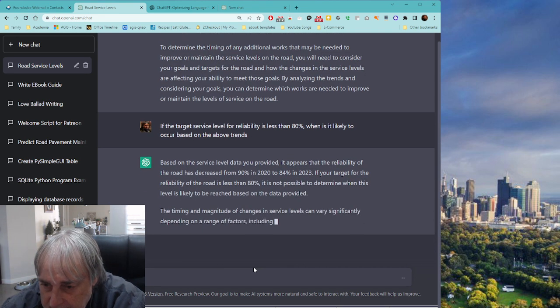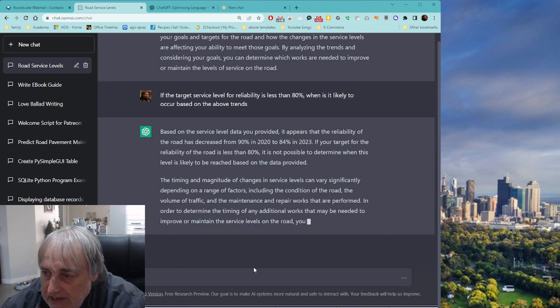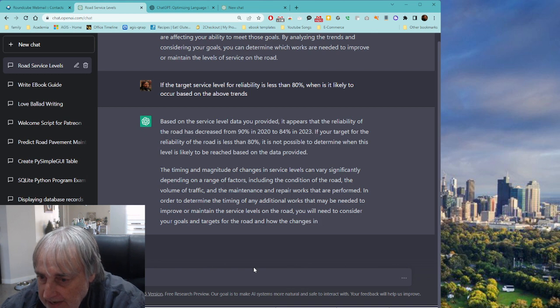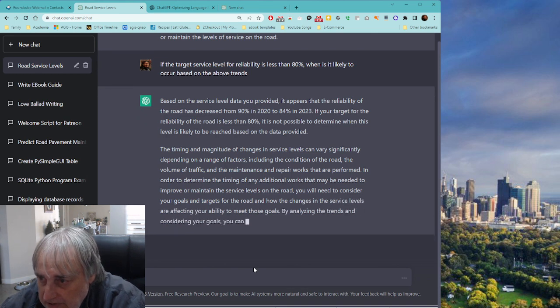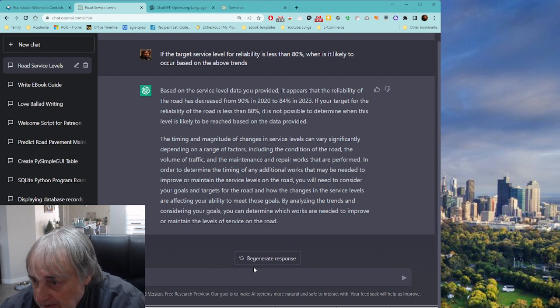And quite correctly, it's saying it's not possible to determine it. What it's really saying to you at this stage is there's insufficient data that will allow it to determine when it will drop below 80%. And it explains that for itself.